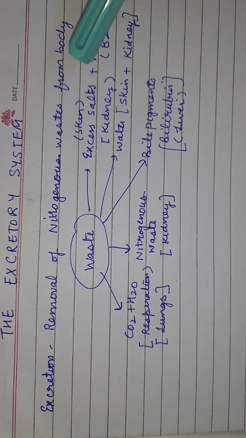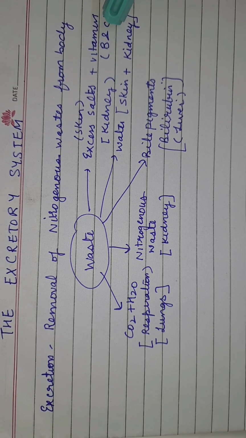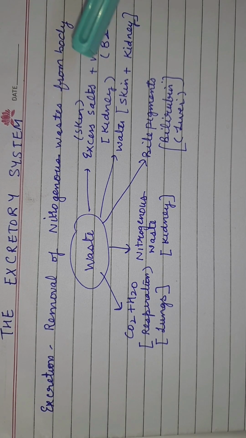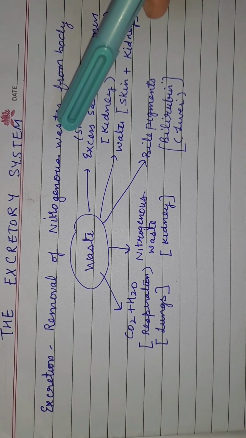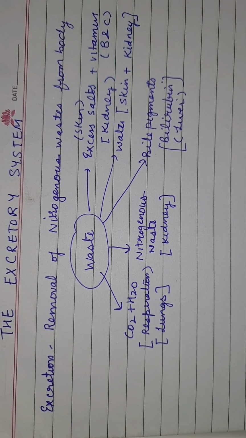Next is water. Water is released by both the kidney in the form of urine and by the skin through sweat. Next is excess salt plus vitamins. Vitamins are basically the water soluble vitamins that could be excreted out, so this is vitamin B and C. The rest of the vitamins stay inside our body. Excess salt is removed with the help of the skin, and the kidneys also do the same work for us.